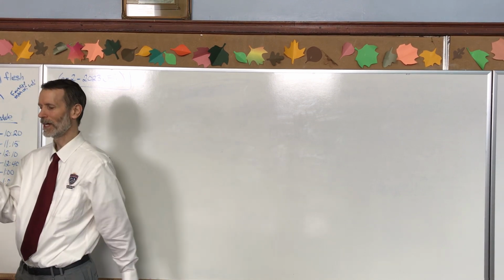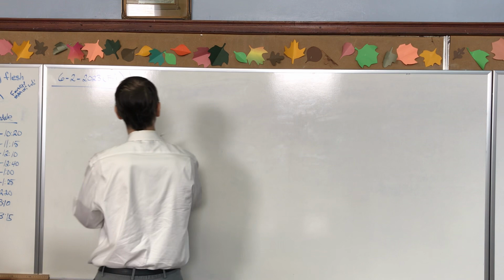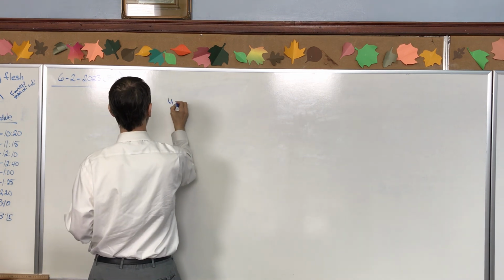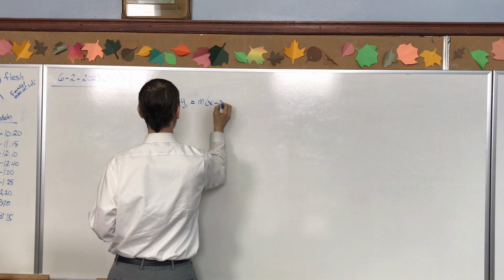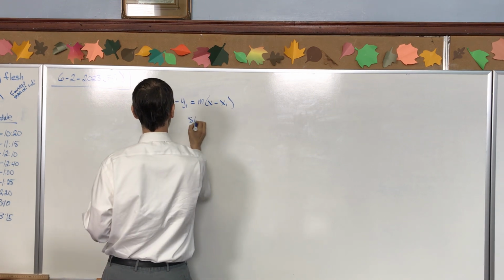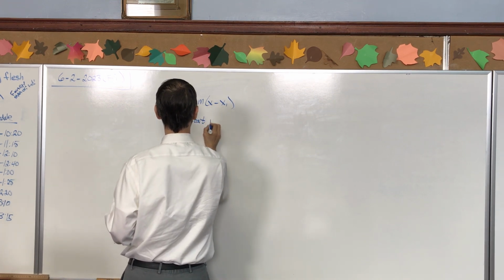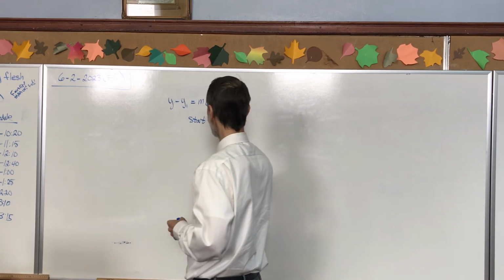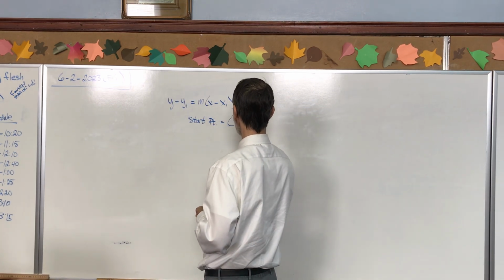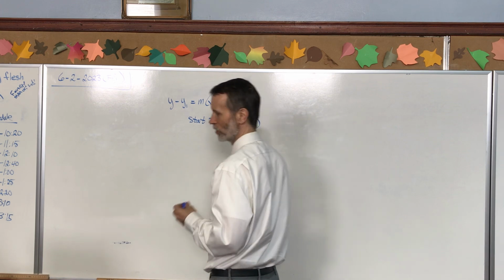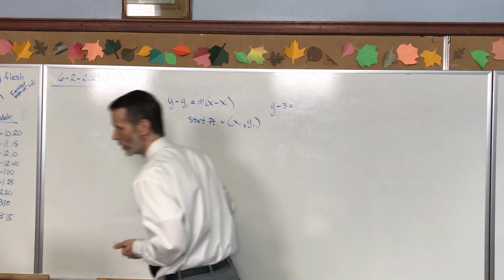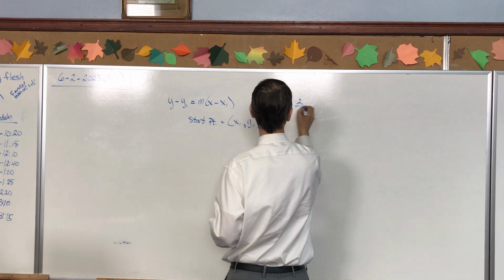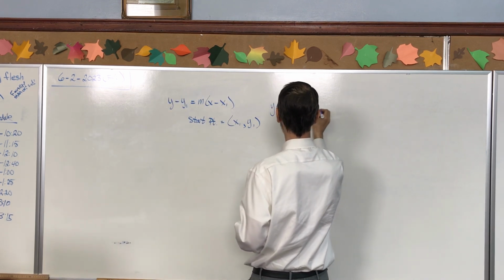So the starting point, let me just give you the equation. Remember from the first page, y minus y1 equals m parentheses x minus x1. So the starting point, which I abbreviated here, is equal to regular x1 comma regular y1. So if we have an equation of y minus 3 equals 2/5 parentheses x minus 1.